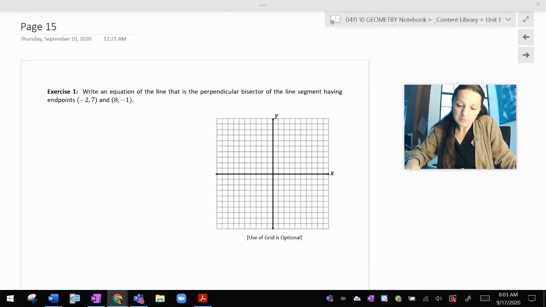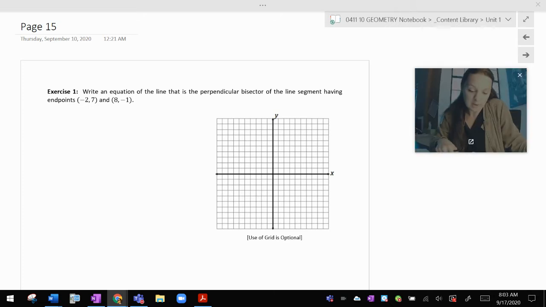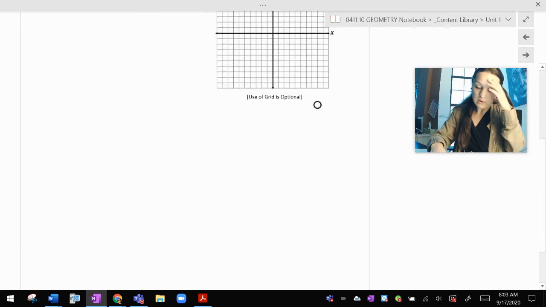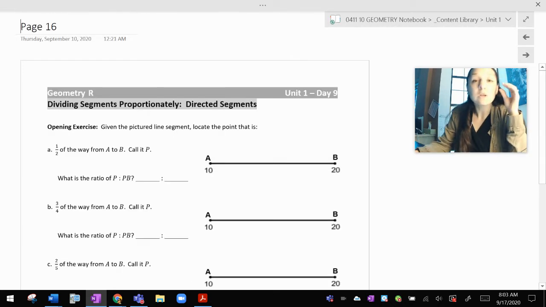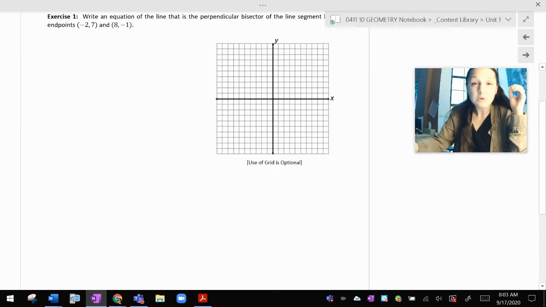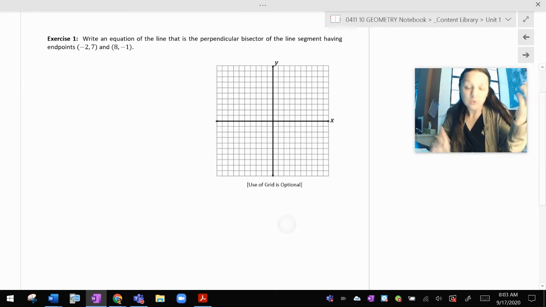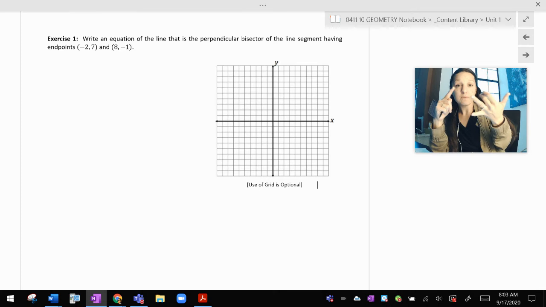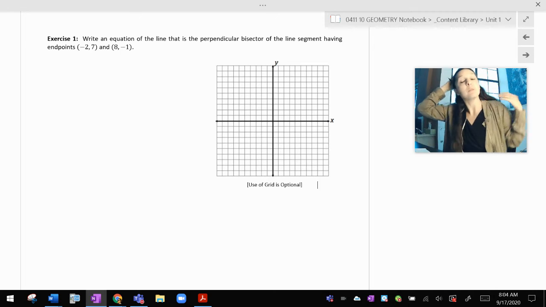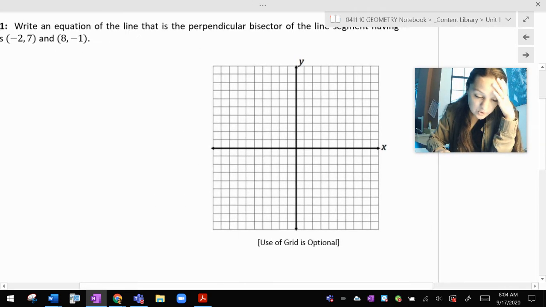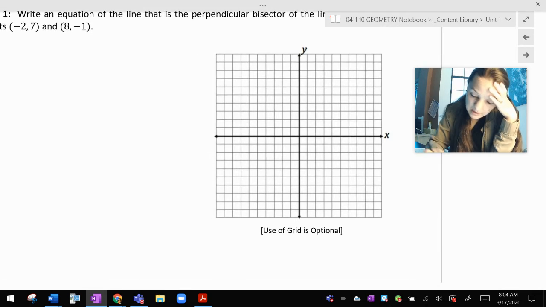Write the equation of a line that's a perpendicular bisector of the line segment having endpoints (-2, 7) and (8, -1). Okay, guess what, guys? We're only going to do one of these, and then we're done with this video. So I need to create my segment, find its midpoint, find its slope, and then use the opposite reciprocal slope and the midpoint to find a new line. I'm going to do it. So (-2, 7) and (8, -1).